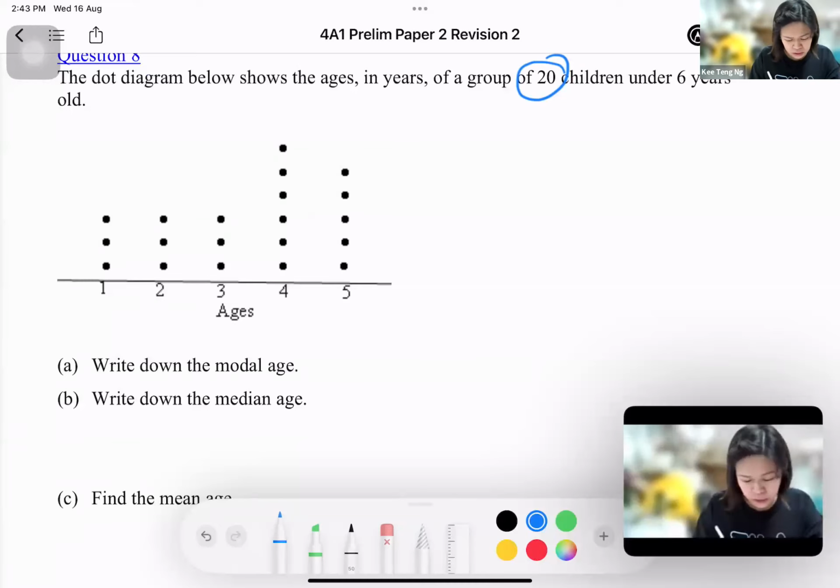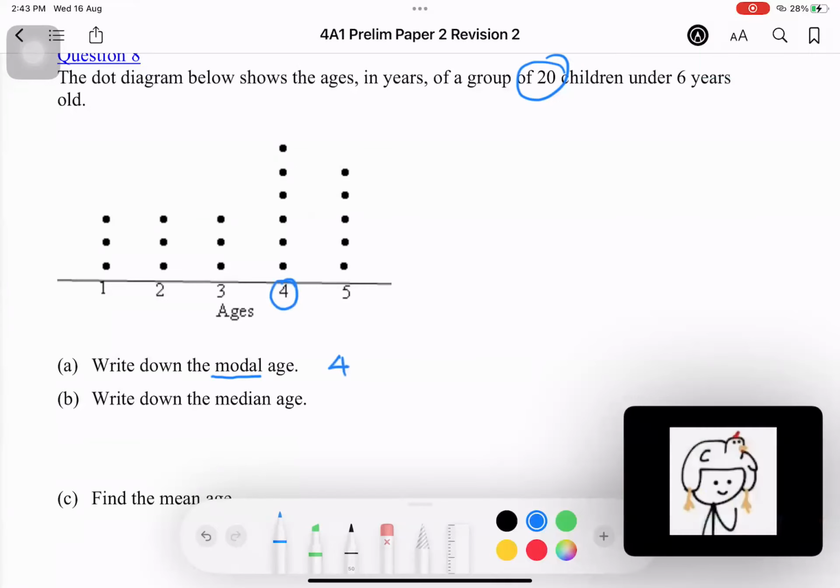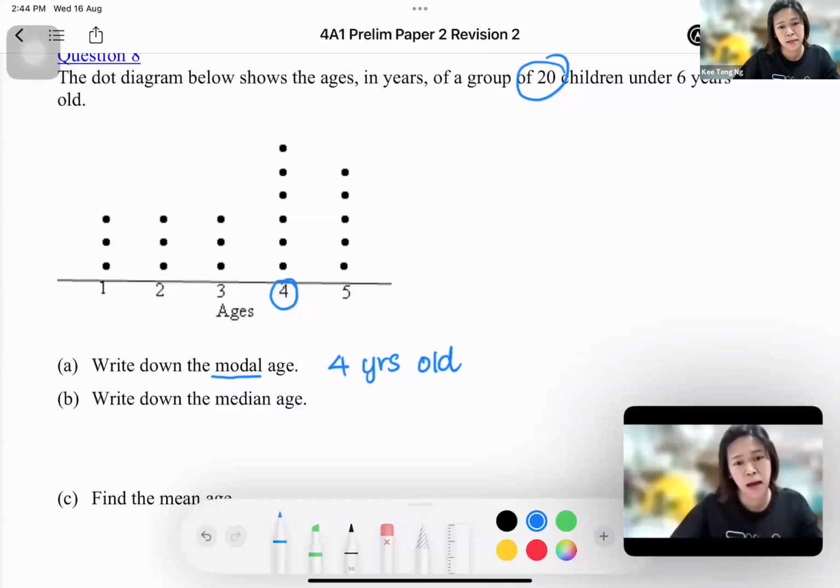Mode means the one with the highest what? Highest number of dots, right? Highest frequency, the one that's repeated the most number of times. So out of this one, you can see the age 4. So 4 years old is the one with the highest.